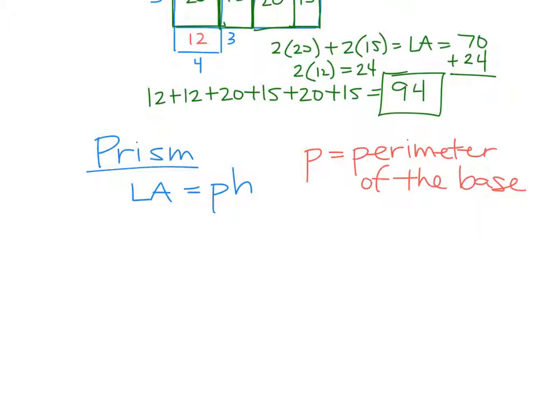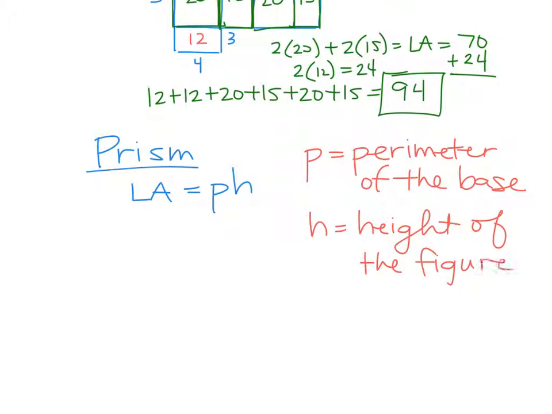What do you suppose H is? Height, okay? So H is the height, not of the base, it's the height of the figure, the whole figure. What is the height of the figure? Okay, so we're gonna be using those. Make sure that you write these down somewhere because you're gonna wanna refer back to them because it's easy to get them confused with other parts, okay? P is the perimeter of the base, H is the height of the figure, okay?